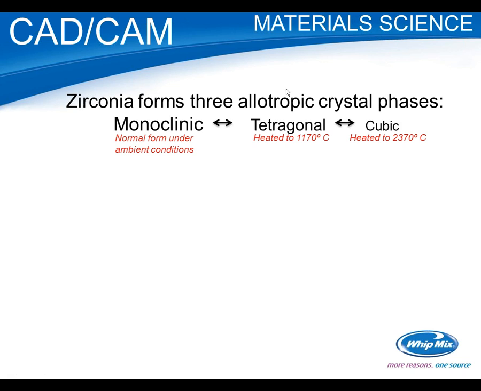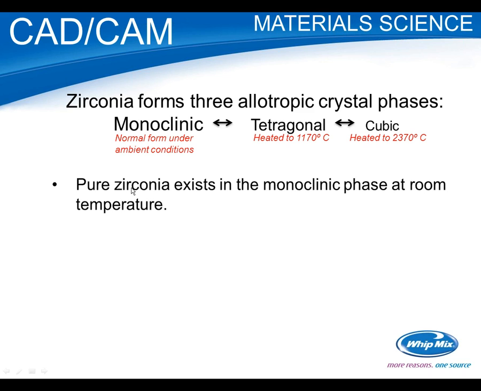Now with zirconia, I want to point out these little 2-way arrows. Okay? What that means is when I cool, it's going to step back through these. So as I cool below this 2370, it's going to go back to tetragonal. As I cool below the 1170, it's going to cool to monoclinic. So its normal mode for pure zirconia is to exist in the monoclinic phase at room temperature.